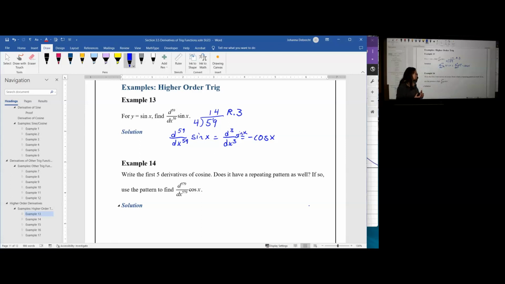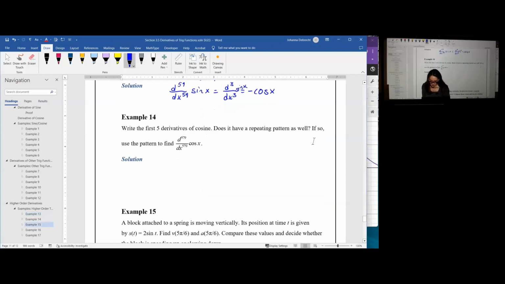This one involves cosine. First, we want to find the first 5 derivatives of cosine and see if it has a pattern like sine does. And if it has a pattern, how many derivatives it takes to repeat. Because sine and cosine are phase shifted, and they're really the same graph, just shifted over, we should expect that the pattern is an identical 4.